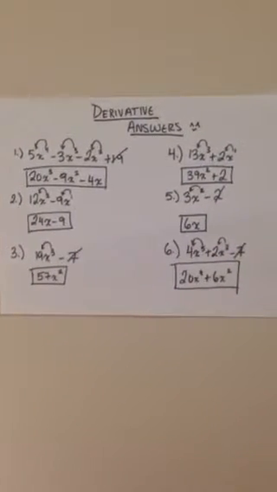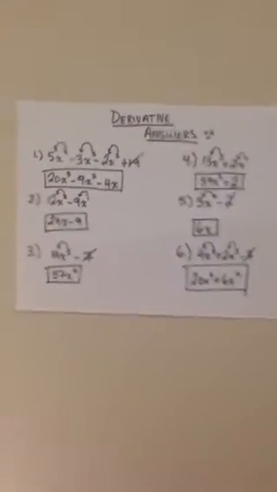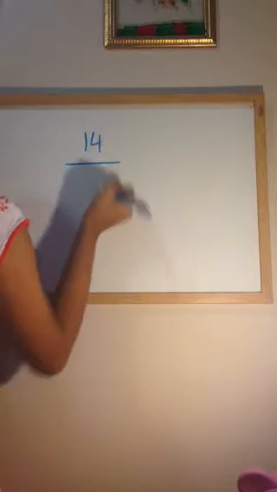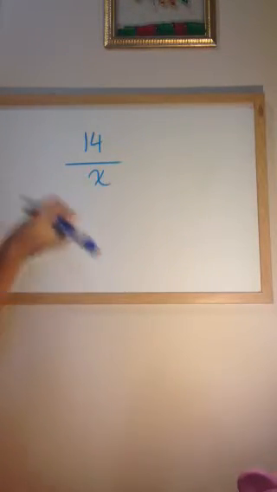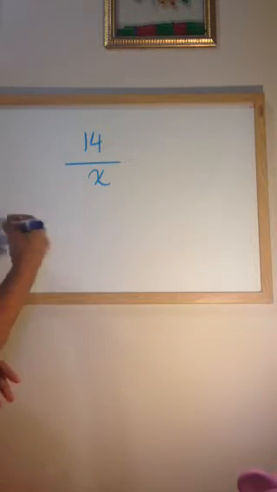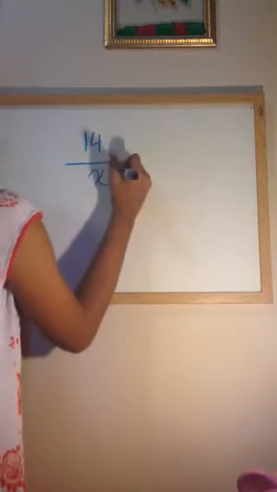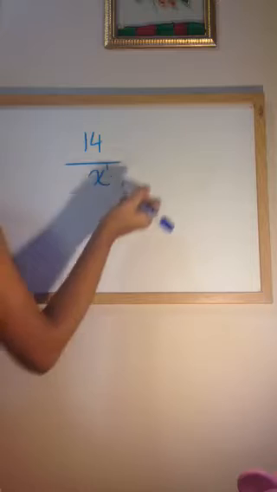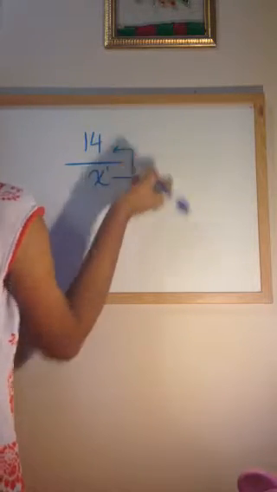My next concept that I'll be teaching is just doing the same thing but with fractions where x is on the bottom. So for this one, I'll be doing 14 over x. So to take the derivative of this, you can't just cross out 14 and leave it as x. You've got to actually share the coefficient, of course, and then bring it up to the numerator.